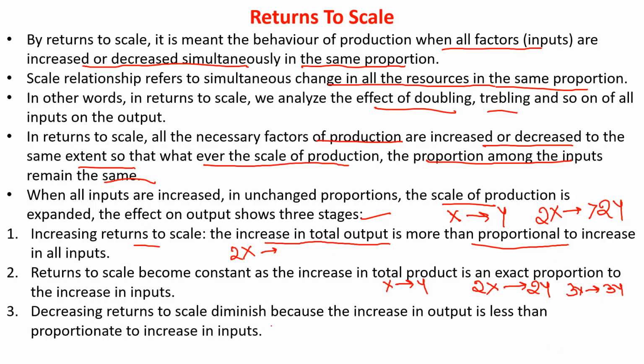In case of decreasing return to scale, the scale diminishes because the increase in the output is less than the proportionate increase in the input. Here, if we take an example, first by x inputs we are getting total product of y. Now suppose we double the input, the production has increased, but the increase is less than double of output. It was supposed to be 2y, but it is less than 2y. Then it is said to be decreasing return.